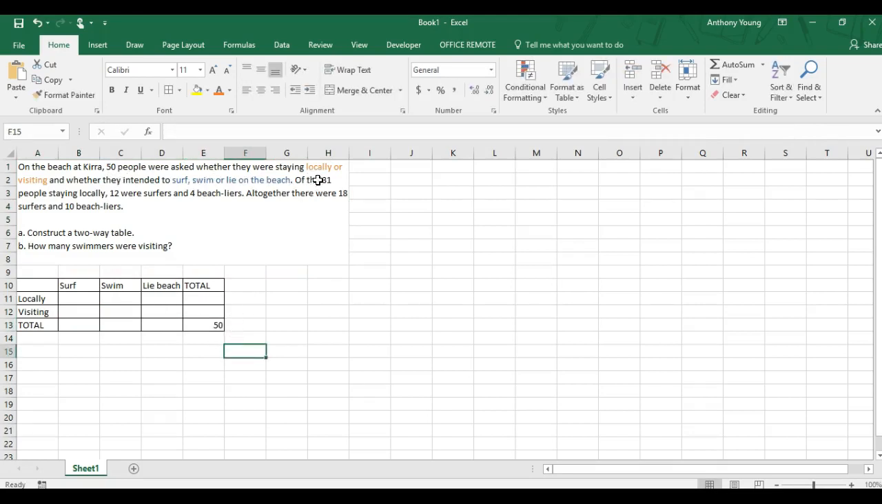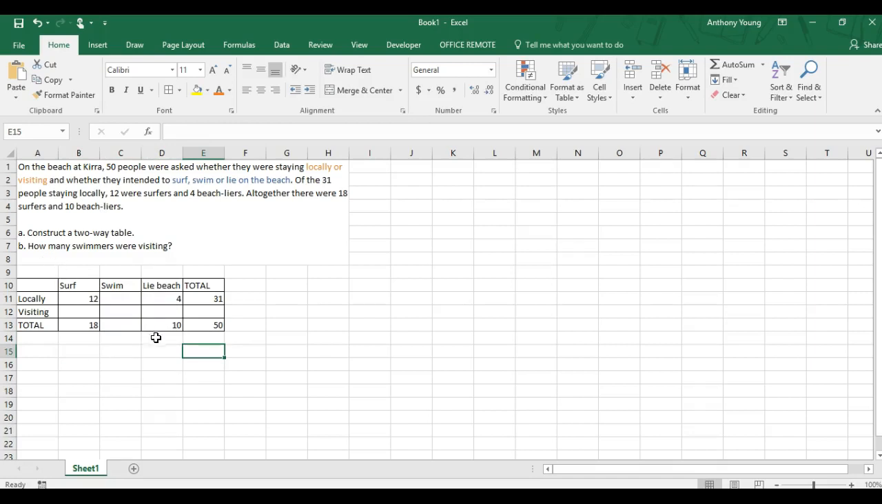Then the next number we get is of the 31 people staying locally. That's a total, 31 people who are locals. So we go to locally, we go to the total locals and we put in 31. Of those 31, 12 were surfers and 4 were beach liers. Altogether there were 18 surfers, so that's a total for surfers, we go to surf, we go to 18. And 10 beach liers, so total beach liers is 10.